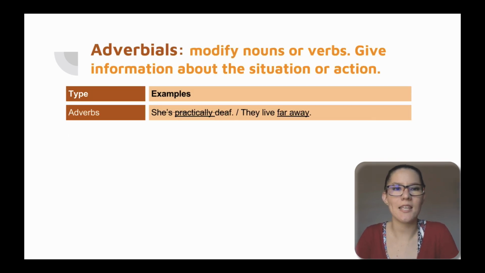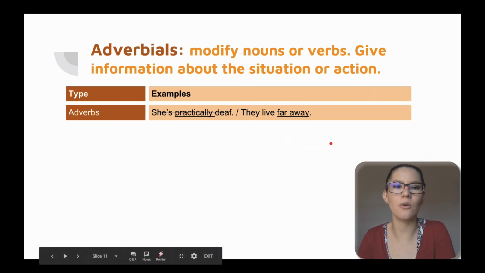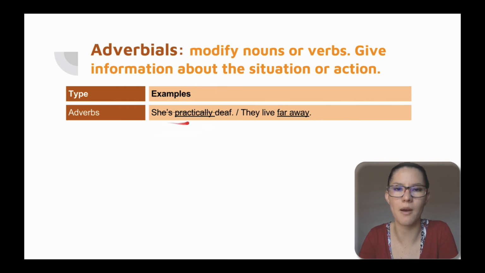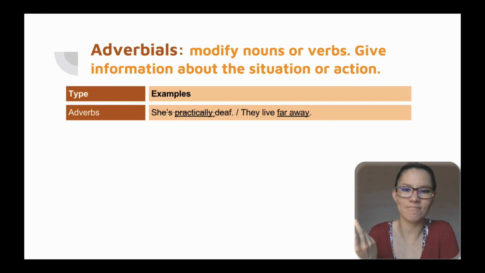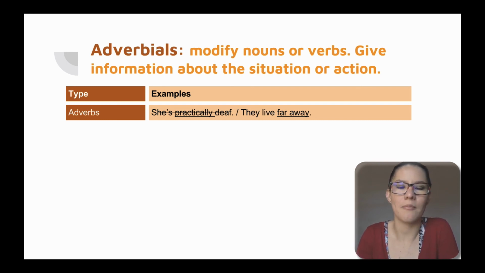Now, let's see adverbials. Adverbials actually modify nouns or verbs and give information about the situation or action. So, typically, an adverb, as we mentioned earlier, would tell you something about the way somebody does something, or where, or when, instead of what, etc. Like in this example, she's practically deaf. And they live far away, not just anywhere.